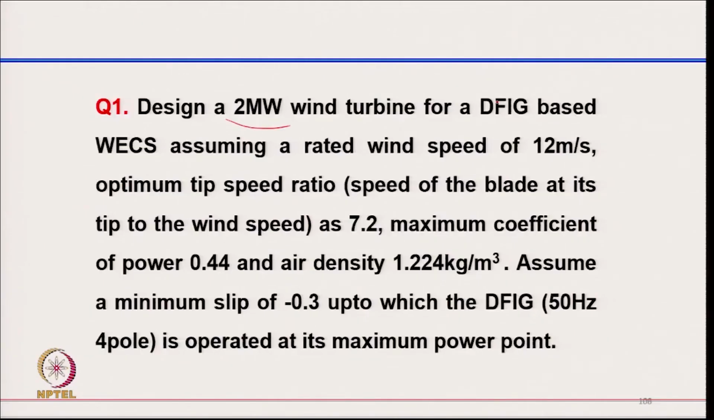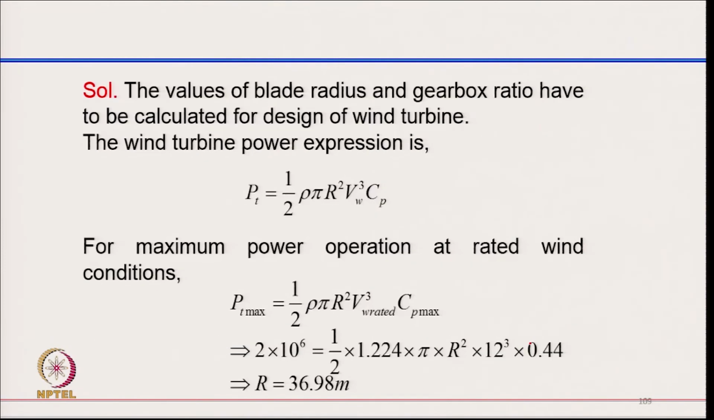Let us come to the numerical problem. First, design a 2 megawatt wind turbine for a doubly fed induction generator based wind energy conversion system, considering a rated speed of 12 meter per second, with an optimum tip speed ratio of 7.2 and a maximum coefficient of power of 0.44. Air density is 1.224 kg per meter cube. Assume a minimum slip of minus 0.3% up to which the DFIG, 50 Hz, 4 pole, is operated at maximum power point.